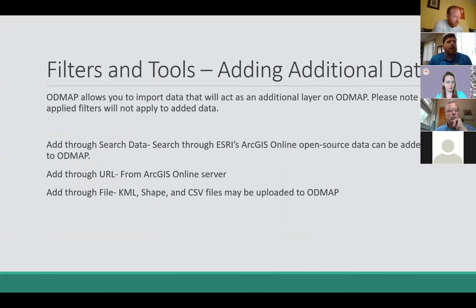Additional data. ODMAP allows you to import data that will act as an additional layer on your ODMAP. So if, say, you want to look at the Johns Hopkins COVID-19 map, you can import that right on there and layer it over top of the data, or any other GIS map. You can layer it on top of it, and you can see kind of a comparison to what's going on.